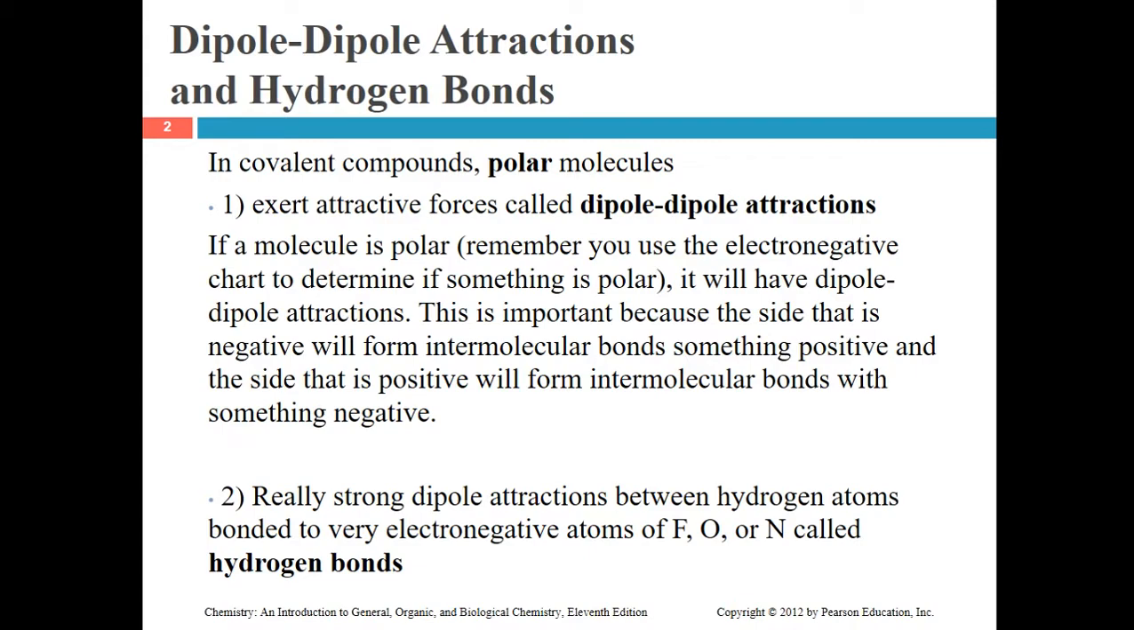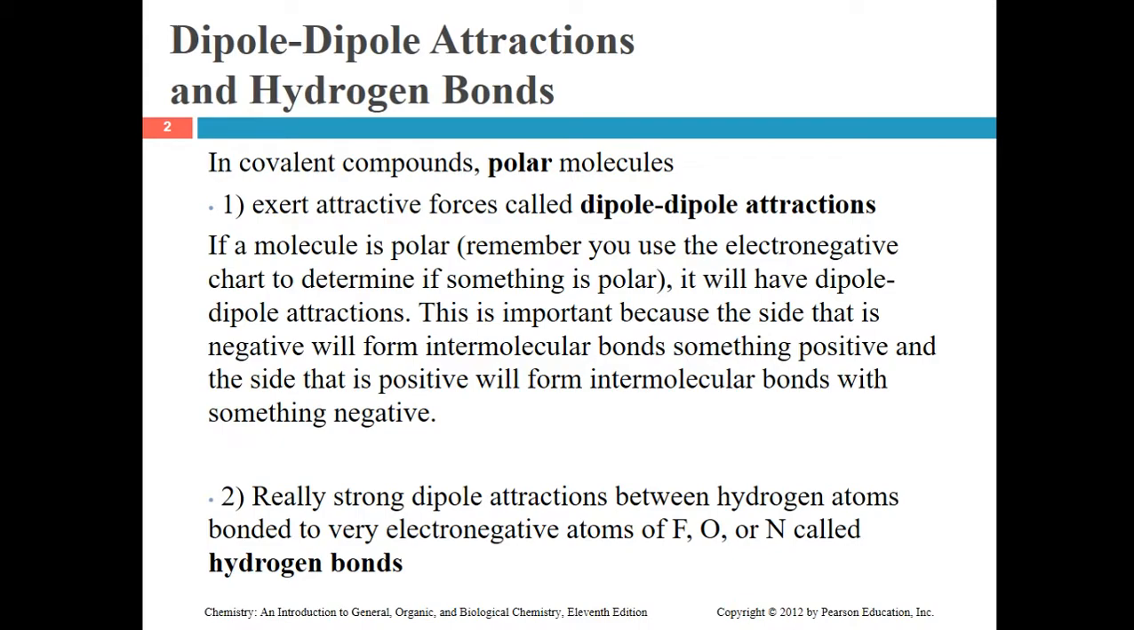This is important because the side that's negative will form intermolecular bonds with something positive on the other molecule. And the side that's positive will form intermolecular bonds with something that's negative on the other molecule. And that is an attraction between molecules. Now, if it's a really strong attraction, this happens when we have hydrogen that's attached to fluorine or oxygen or nitrogen. Those are very electronegative atoms. This particular dipole attraction is so strong and so special that it has its own special name called hydrogen bonds or hydrogen bonding.